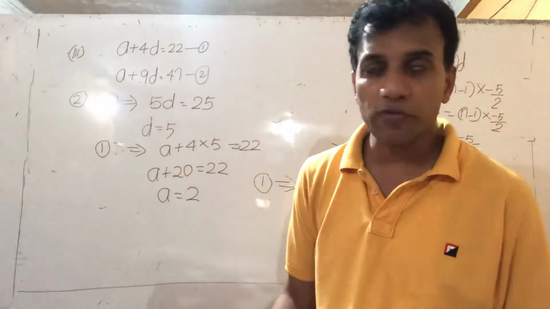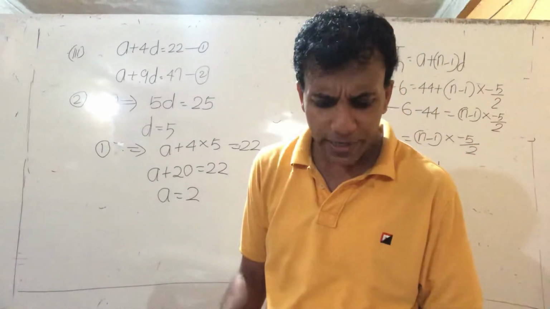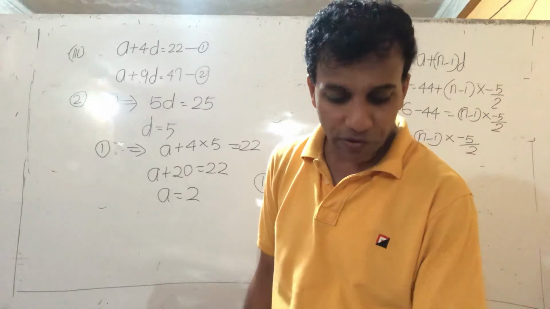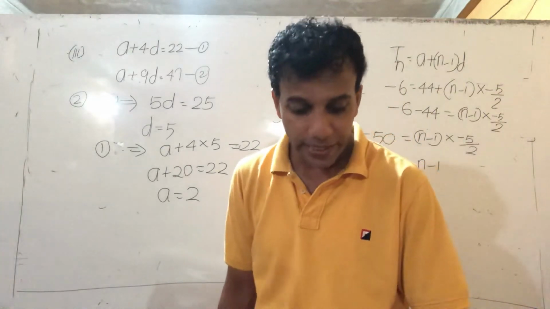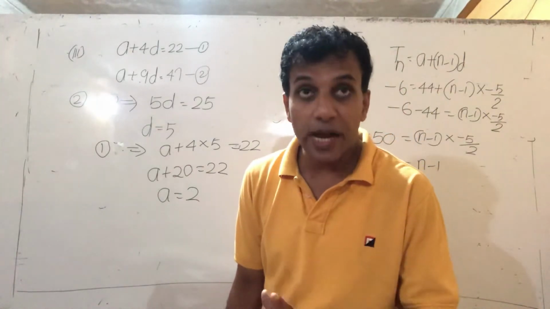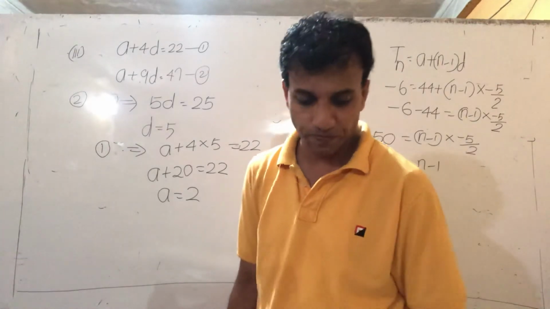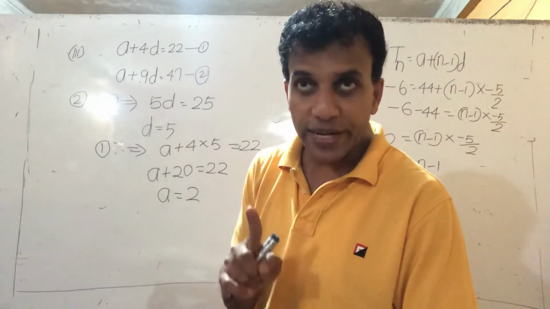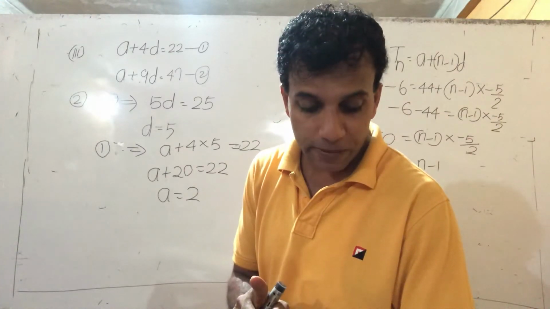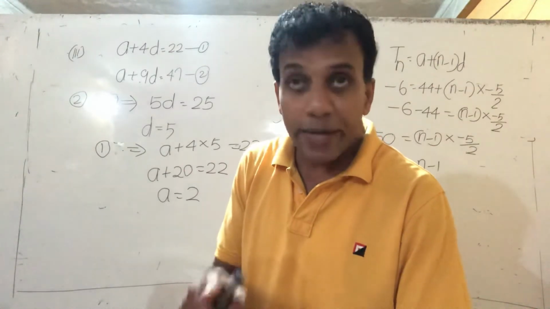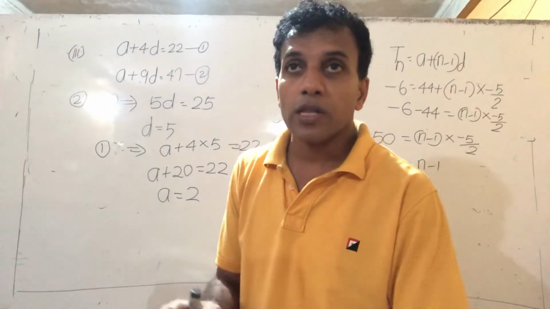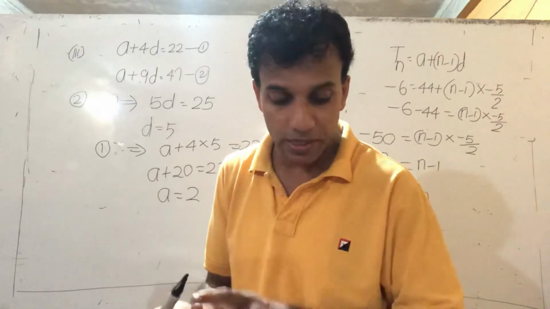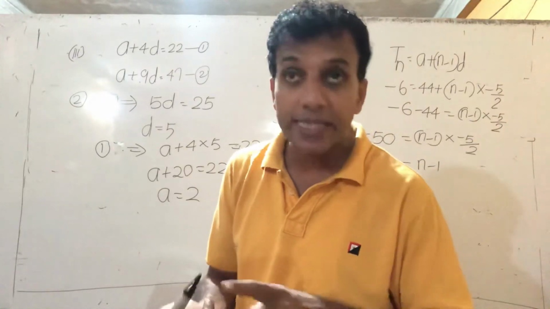Common difference and first term, both known. You can answer any part hereafter. What is the question? Show that the 15th term is 6 times the third term. Therefore, first you find what the 15th term is.